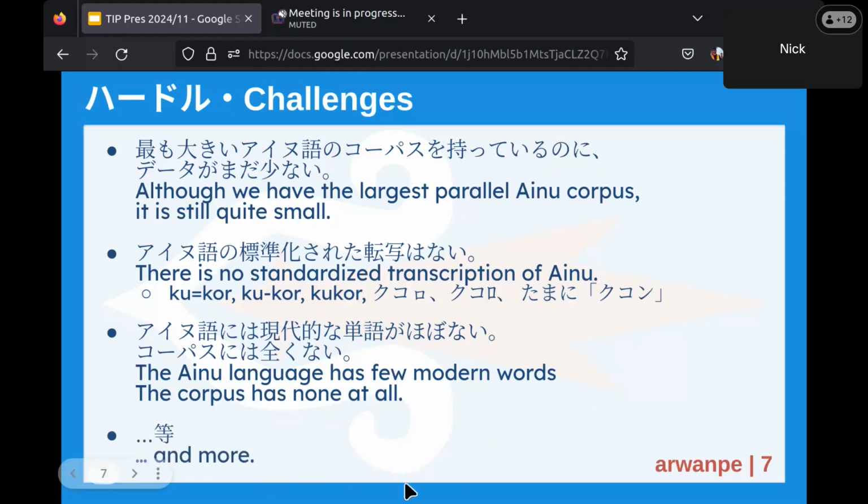And many more issues. For example, one of the issues I'll run into for developing an English translation model is that only a small part of the corpus has English translations.